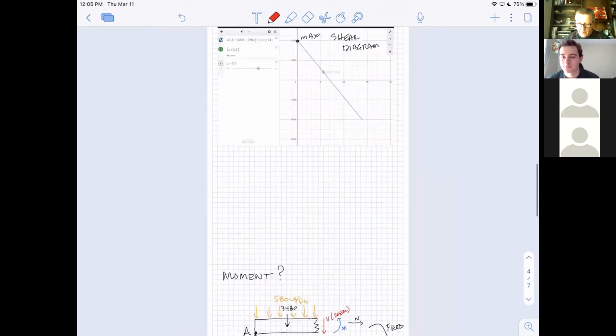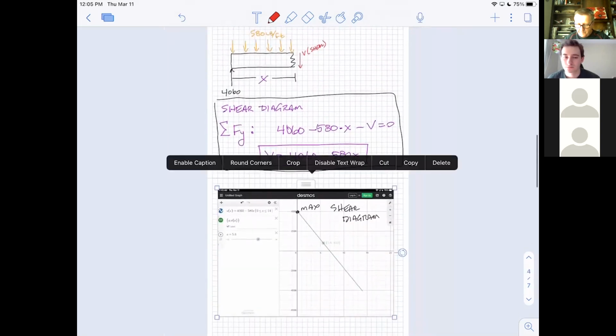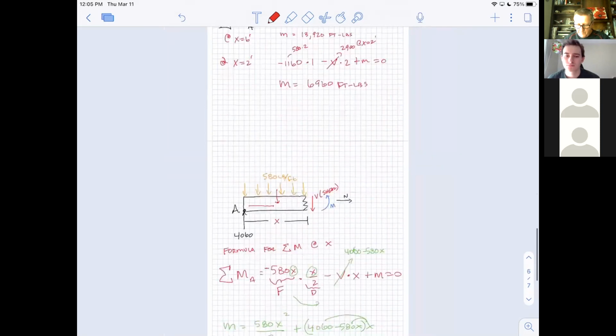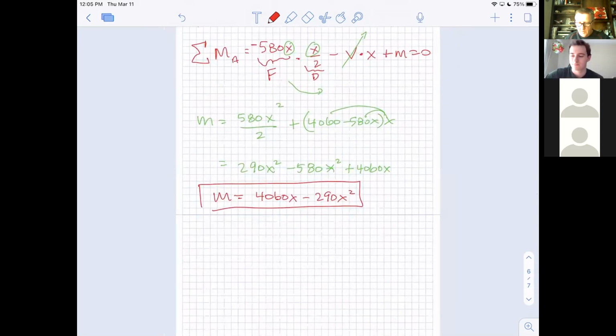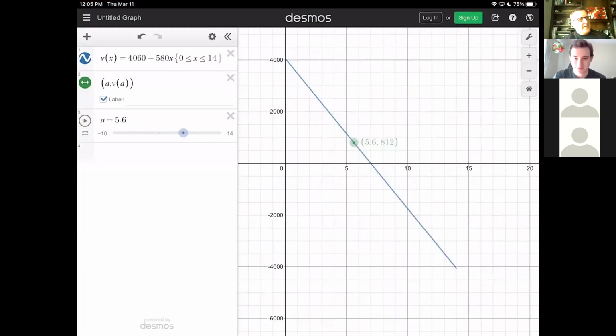Let me stare at this for a second. Okay, life is good. So let's go over to Desmos and see what that looks like. Now it's actually kind of hard to graph these on the same window because shears were pounds and we found ourselves between 4,060 pounds and negative 4,060 pounds. So I'm going to do these entirely separately.